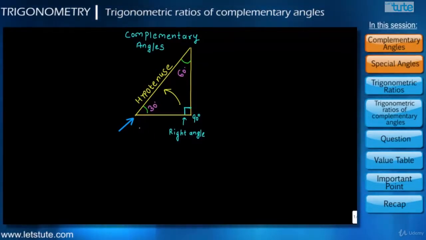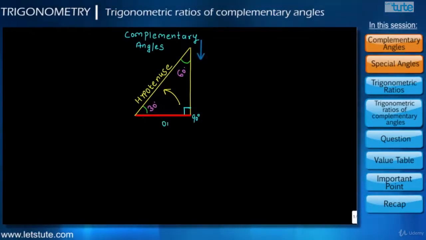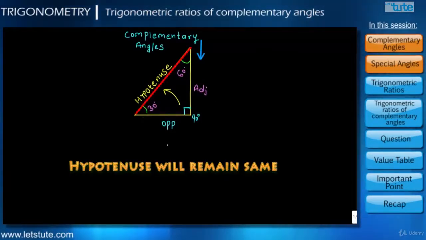Now, if I view the same sides from the 60 degrees angle, then this side is the opposite side and this side is called the adjacent side. And please remember, the hypotenuse will remain the same and it does not change at all.